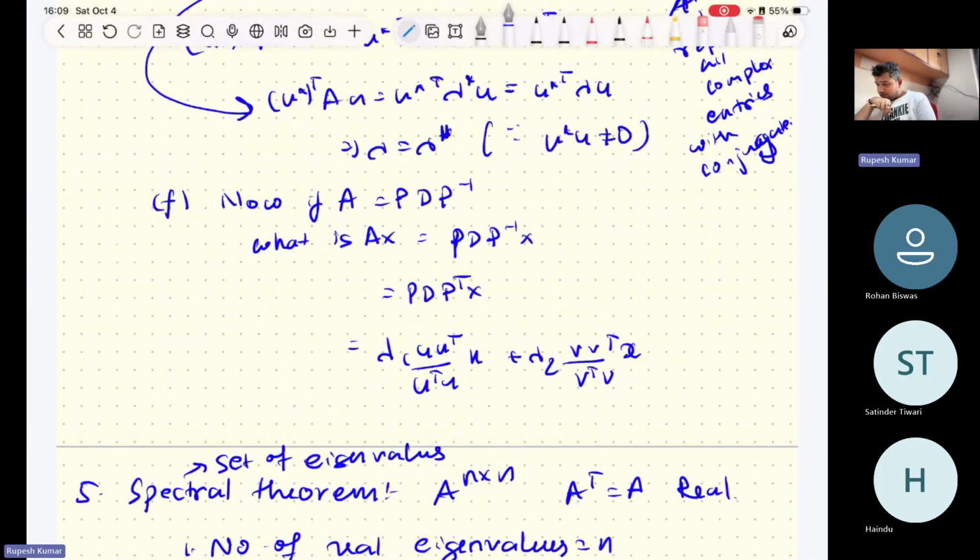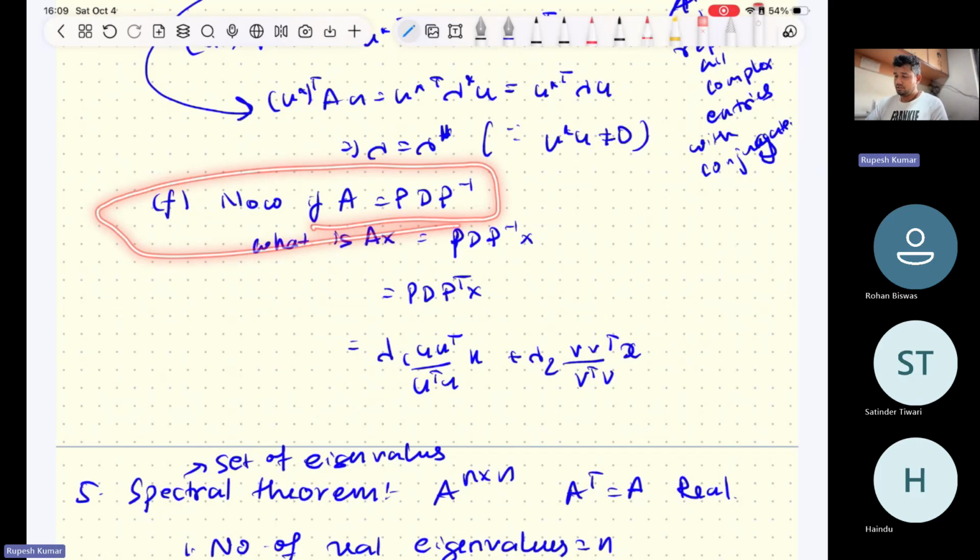Now, the spectral theorem. Let's say A is real and symmetric. We have shown that for distinct eigenvalues, you get orthogonal eigenvectors. Now, let's say A is a symmetric matrix that can be written as PDP inverse. That we have already seen.